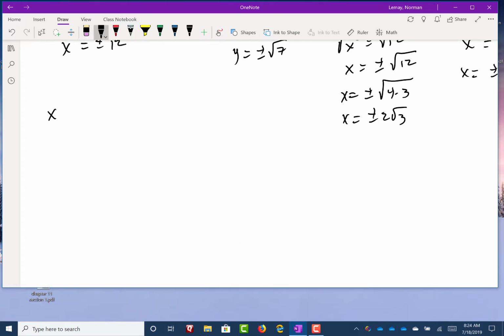As I think about this, I just want to make this mention. What if we had x squared plus 4 equals 2? Notice if we subtract 4 from both sides, I get x squared equals negative 2.